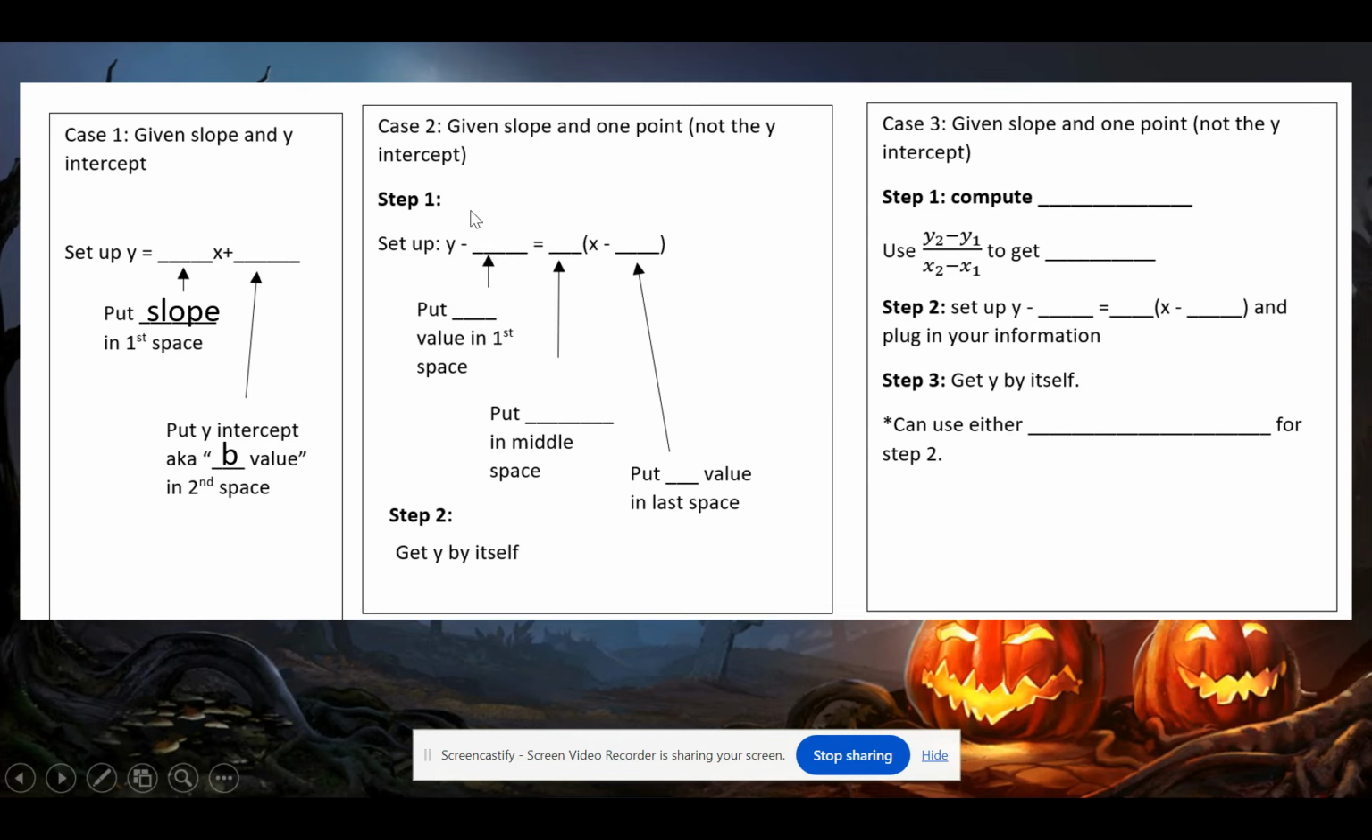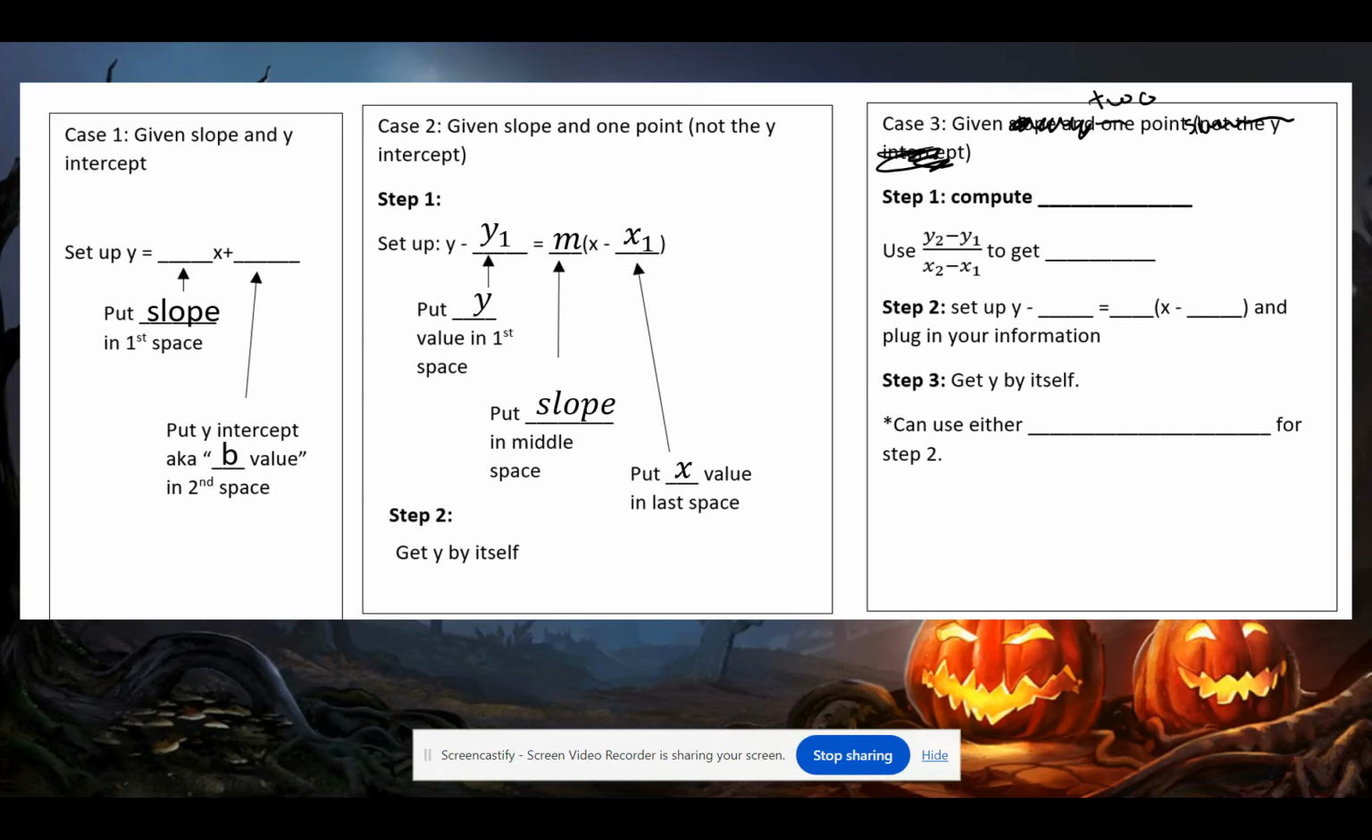So what you're going to do is you're going to label your information. You're going to put your y1 in the first space, or your y value that I give you. You're going to put your slope in the middle, and that should be easy to remember because middle starts with the letter m, so m should be in the middle. And then you're going to have an x coordinate, and that's going to go in your last space. Once you set up your formula and plug in your numbers, you're going to work on getting y by itself, and that'll make sense once we actually do a problem.